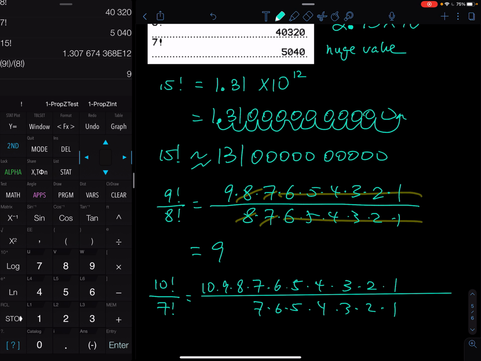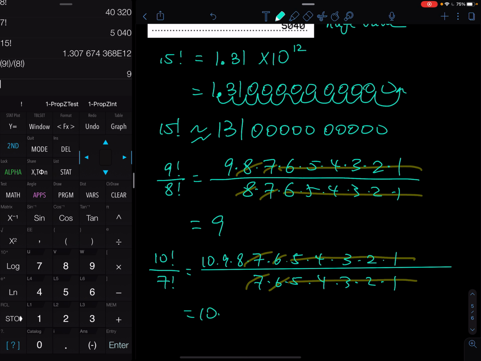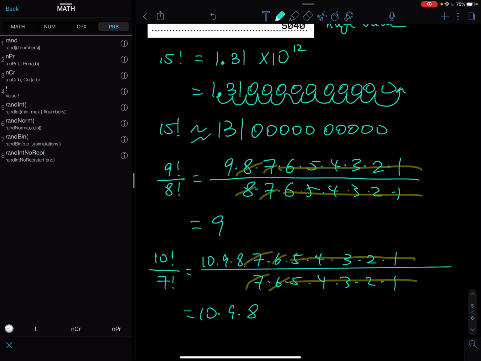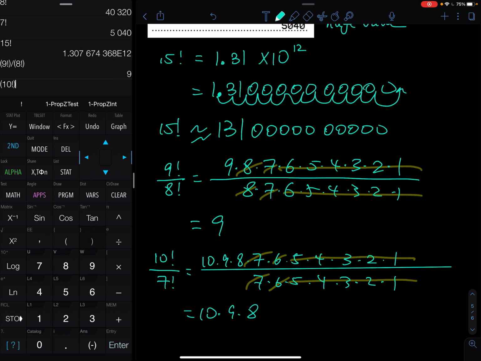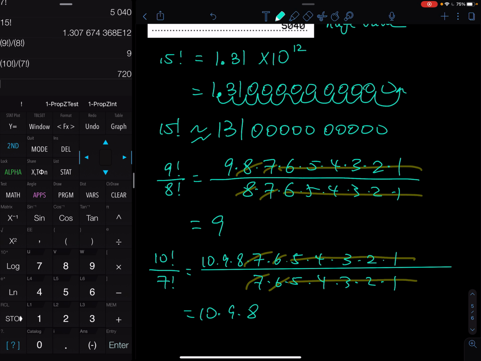And then what about the cancellation? So you have to cancel the 7 and the 7, right? The 6 and the 6, and then the rest. So you are only multiplying 10 times 9 times 8. If you use a calculator, you open parenthesis, and then you do 10 math probability factorial, and then close parenthesis, divided by open parenthesis, 7 math probability factorial, close that, so that is equal to 720. If you do 10 times 9 times 8, that is equal to 720 as well.